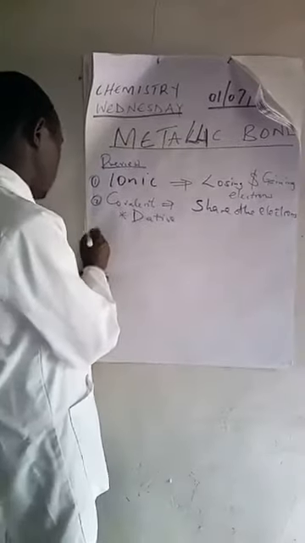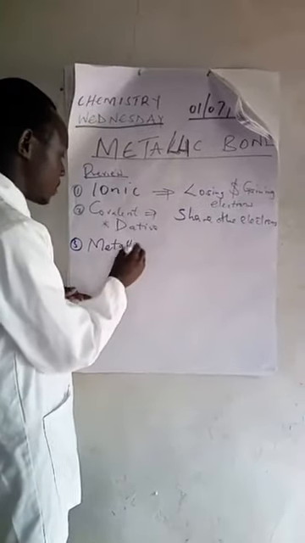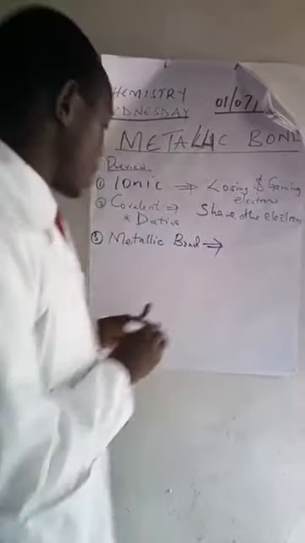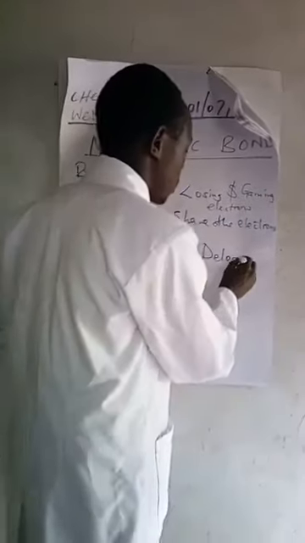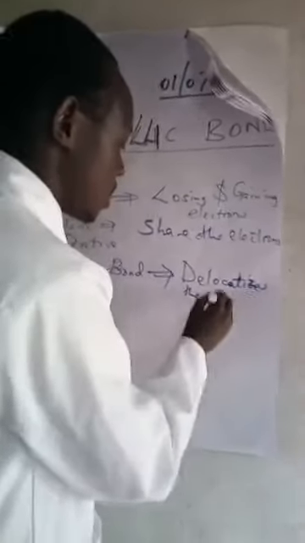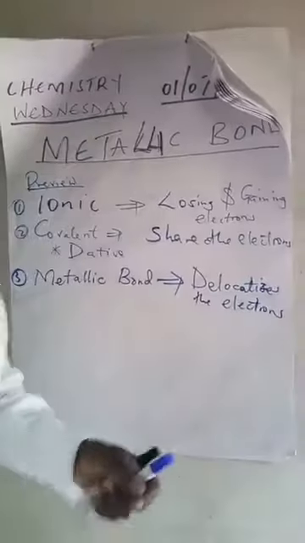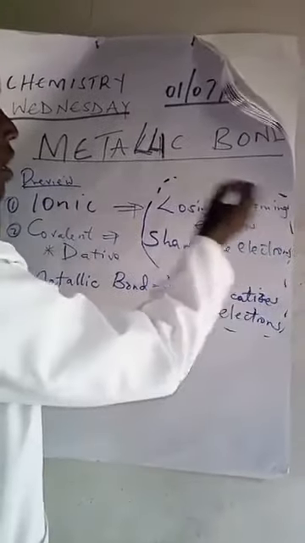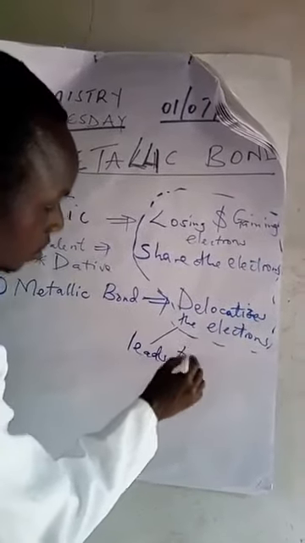Number 3 is this one that we now want to look at, that is metallic bond. Now, in metallic bond, the atoms delocalize their electrons. In so doing, it leads to stability.